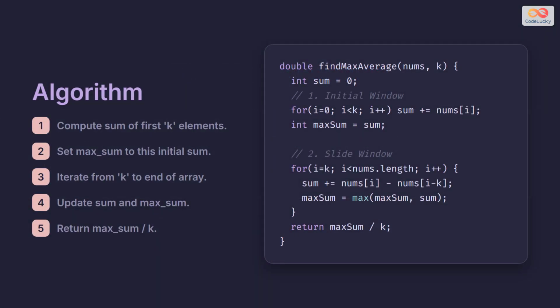Here is the complete algorithm. First, compute the sum of the first k elements to initialize our window. Set this as our maximum sum. Then, iterate through the rest of the array. At each step, add the new element, subtract the old element that's falling out of the window, and update the maximum sum if necessary. Finally, return the maximum sum divided by k.